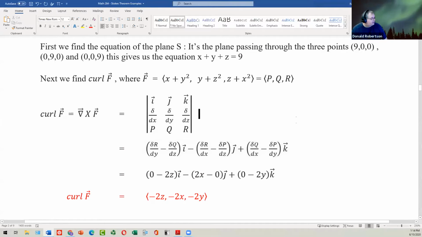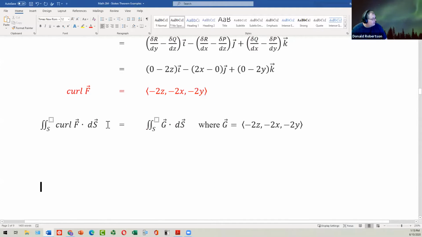So, for instance, the partial derivative dR by dy. This is R, and its partial derivative with respect to y is 0, so that's where that came from. If you want to get the partial derivative dQ by dz, then Q is the middle one, so it's this guy, and you do a partial derivative with respect to z, and that's where that came from. So 0 take away 2z, for example. Now, if you go through the other two, you get this, and the third two, you get that. So we've now got the curl. It's this fella.